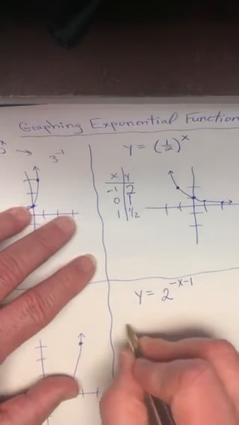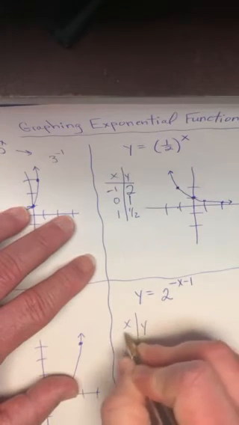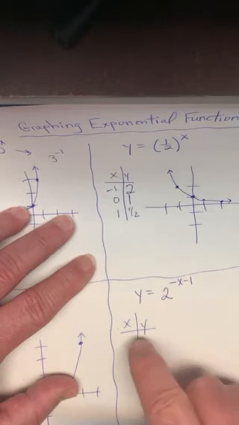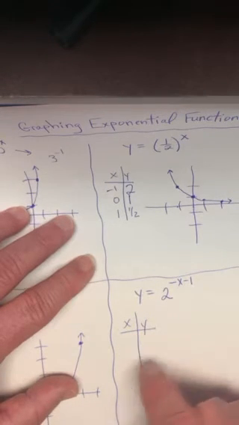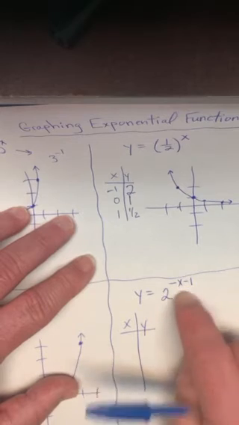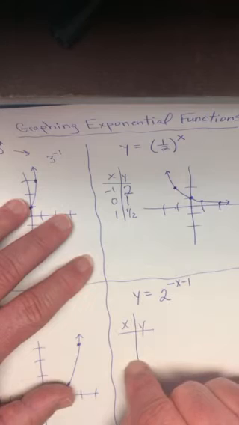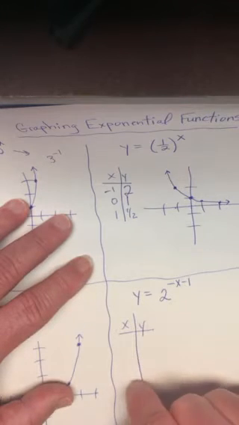Nice short day today. XY table. Again, look at your exponent. If it's just an x, you'd go negative 1, 0, and 1. Since it's not just an x, we got to think what number would create negative 1, what number would create 0, and what number would create a 1.